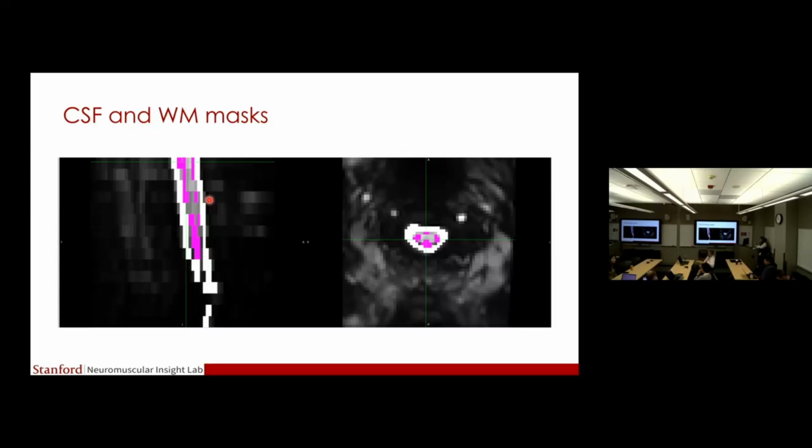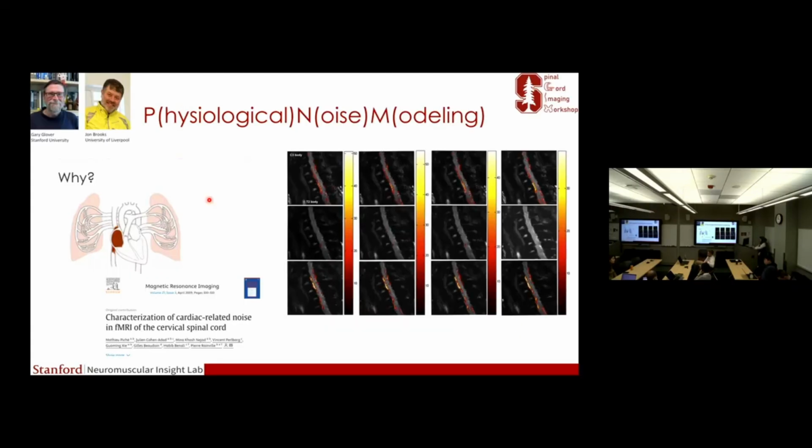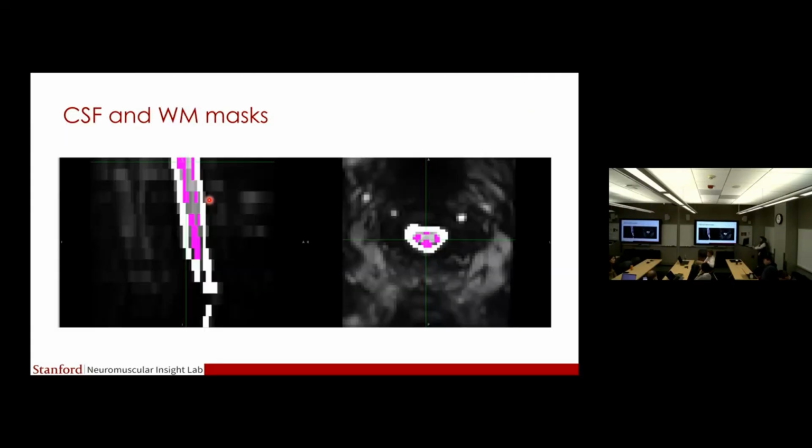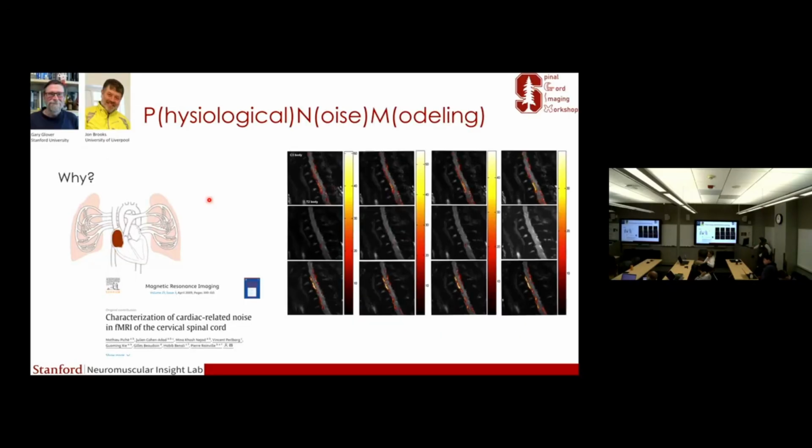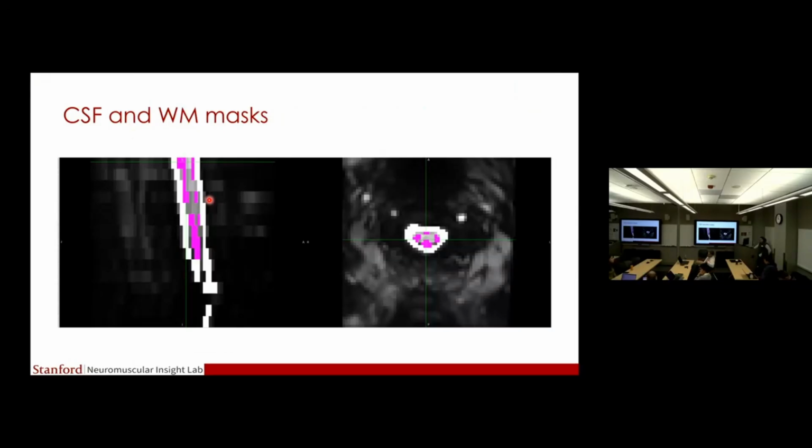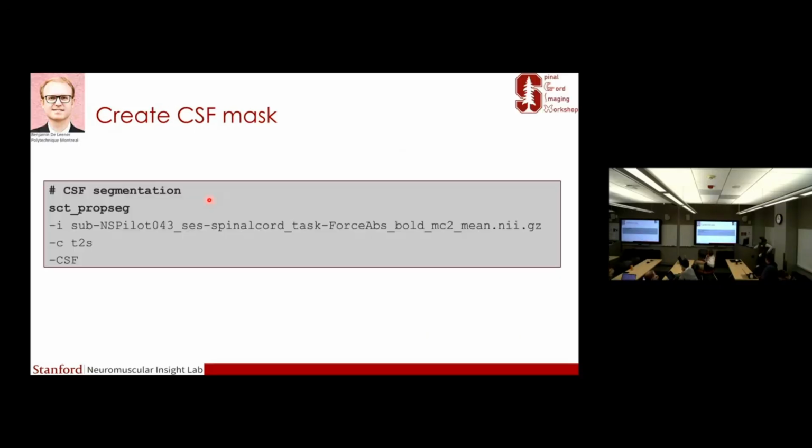You're registering the cord, and so there's... But maybe on an anatomical image, a T2 image, then you could do it. But it's just because of distortions. Because we don't want to remove any signal from the cord as well, right? And we use SC offset. We use STT-PropSeg. It works pretty well.